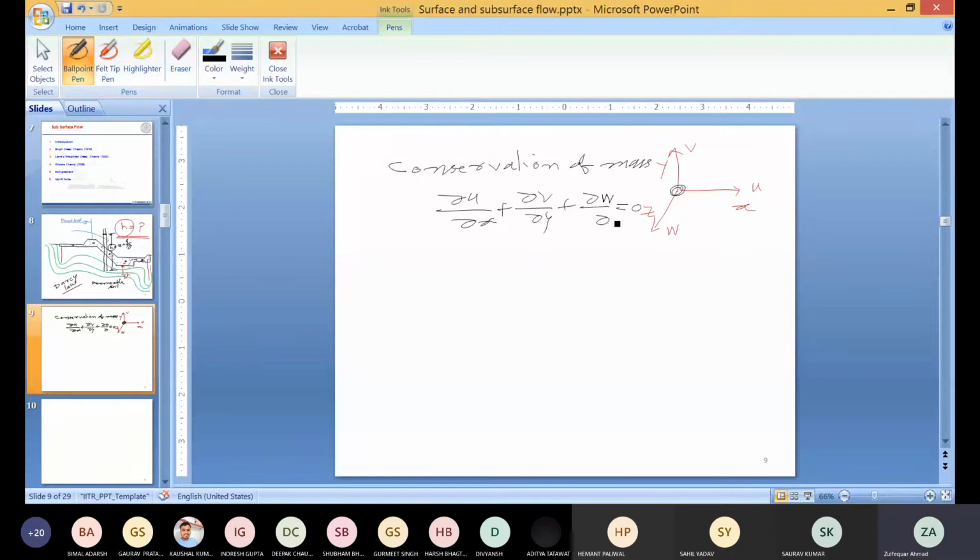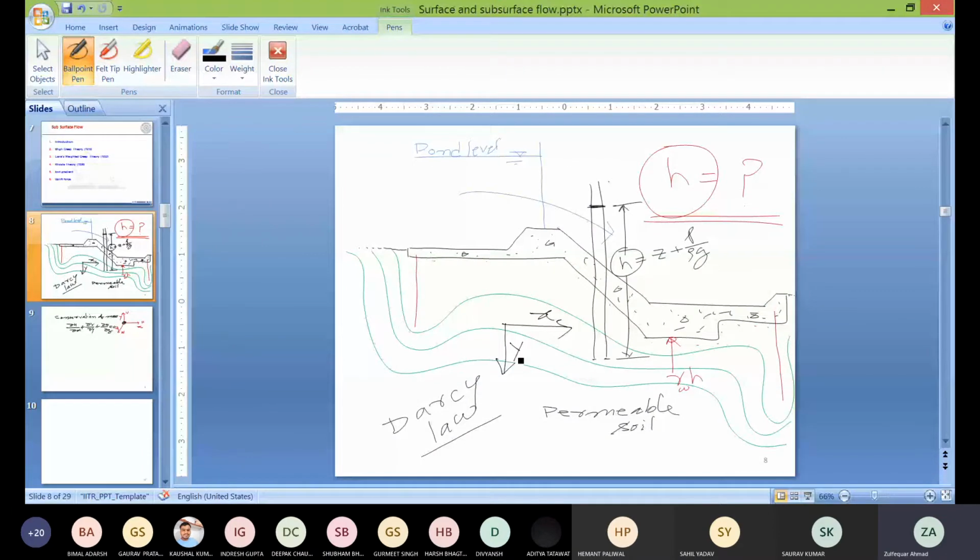This del w by del z is equal to 0, right? Now we are interested here in the two-dimensional flow. We are not interested in the other case because right now our discussion is limited to only the two-directional flow. The flow here is in this direction and in this direction, the x, and let us say this one is y. We are not right now concerned with the flow which is along this structure.